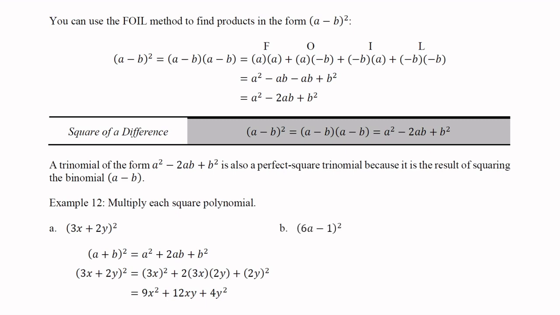Let's do another one. Now let's do a square of a difference. We have 6a minus 1 quantity squared. So using the square of a difference, we have a is 6a, b is 1. So we have 6a quantity squared minus 2 times 6a times 1, since b is 1, and then 1 squared. We square the first, 36a squared, multiply the middle terms to get minus 12a, and then squaring 1 gives us plus 1 on the end.